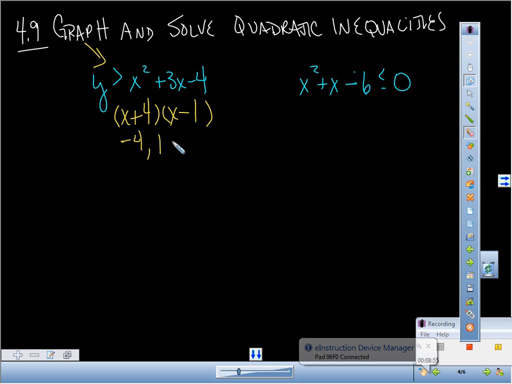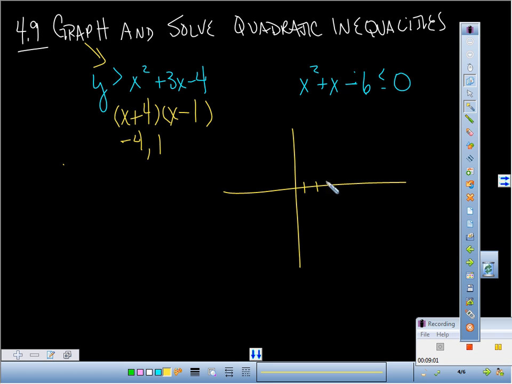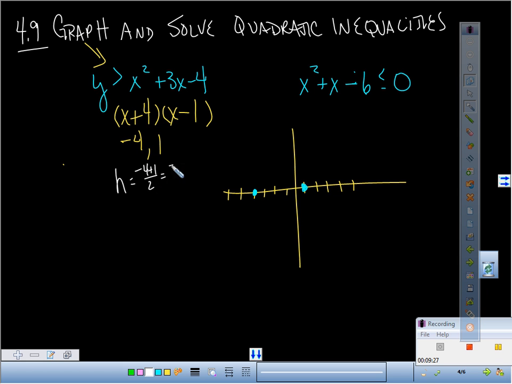Okay, so these are my roots, all right? If I was going to graph this thing, we know it crosses the x-axis at -4 and +1, right? Now what do I need to find? Yeah, you've got to find your vertex, okay? The h part of the vertex is equal to p plus q over 2, so -4 plus 1 over 2. So that's -3/2. So on my vertex right here, I got -3/2.